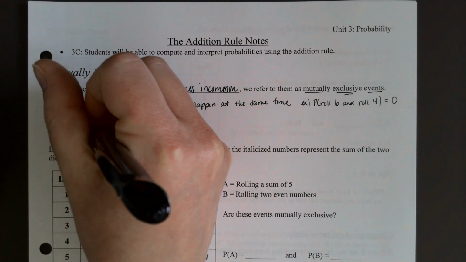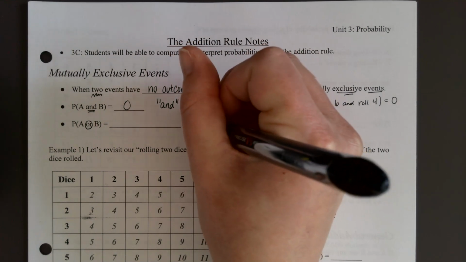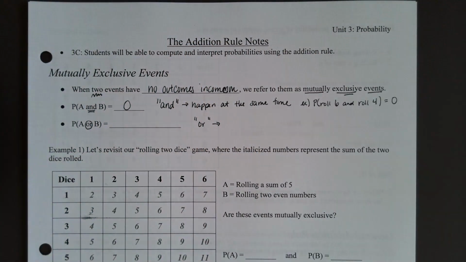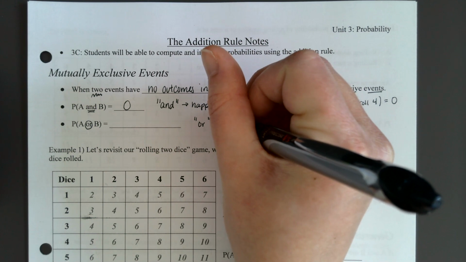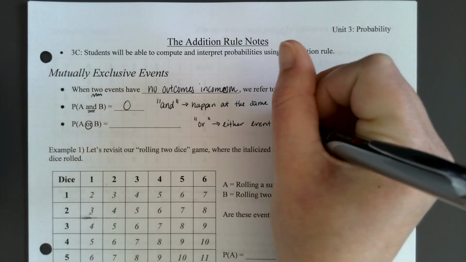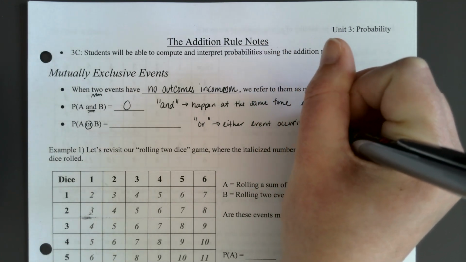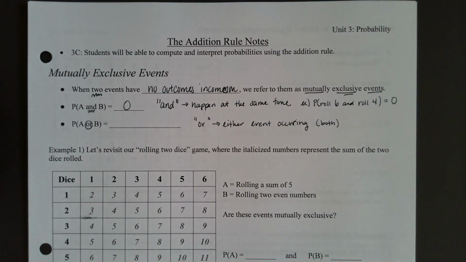When we're looking at the probability of A or B happening, think about when I see "or" in probabilities. For "or," we're talking about either event occurring. So A or B occurring, either or both occurring. Not at the same time, but just either or happening.